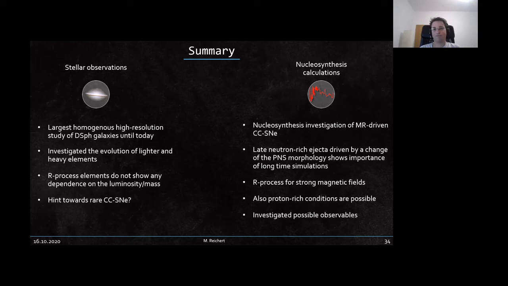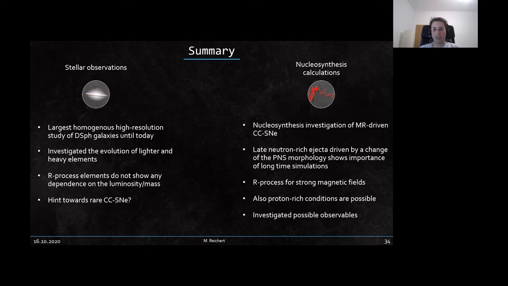In the second part of my talk, I showed you the nucleosynthesis of magneto-rotational driven supernovae, which may be a possible host event of the R process. We showed that long-time simulations are pretty important to catch all relevant nucleosynthetic fingerprints. And we were also able to detect an R process if you make the magnetic field strong enough.